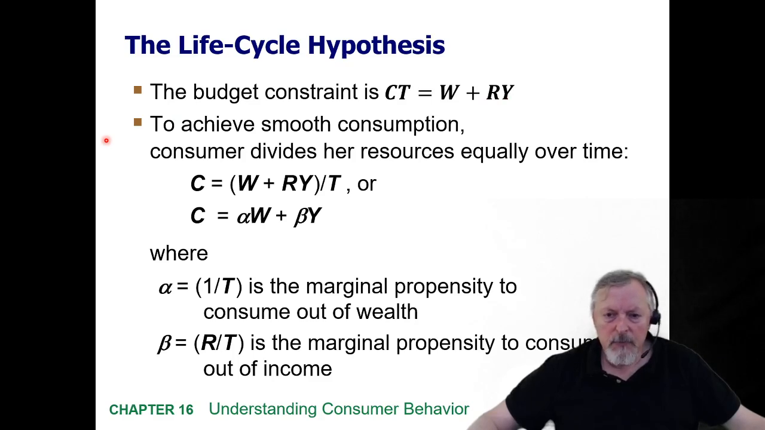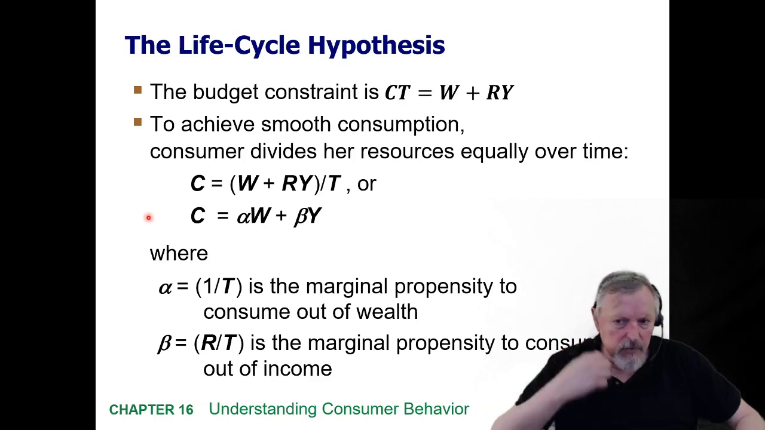Now you want consumption to not vary over time. You want C to be constant. If you divide total lifetime income by the number of years you live, T, you will have exactly the same consumption every year of your life, whether you're working or in retirement.